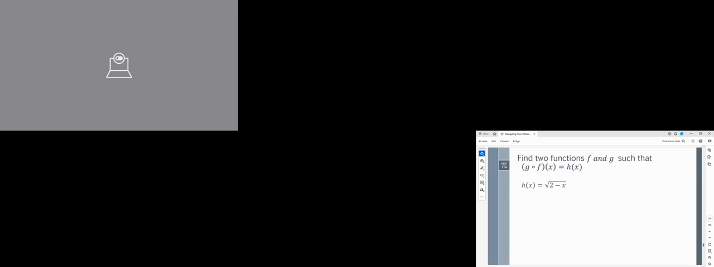So here, g is the leftmost function. So that's going to be whatever's on the outside, which in this case is a square root. And then f is going to be the inside since it's the second function. And so if we rewrite this, then g is going to be the square root, and f of x is the inside of the square root, which is 2 minus x. And if we check our work, we can see that that's going to result in this answer.